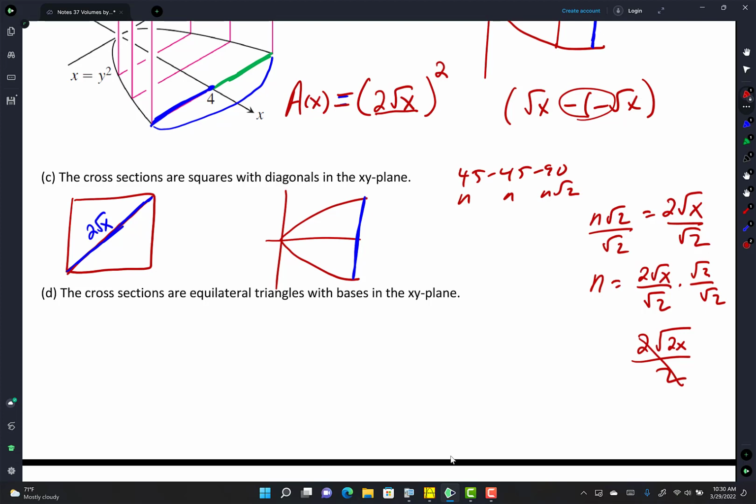So my area formula is going to look different. My area formula is parenthesis, square root of 2x, close it, square it. So it's just going to be 2x. Yes.